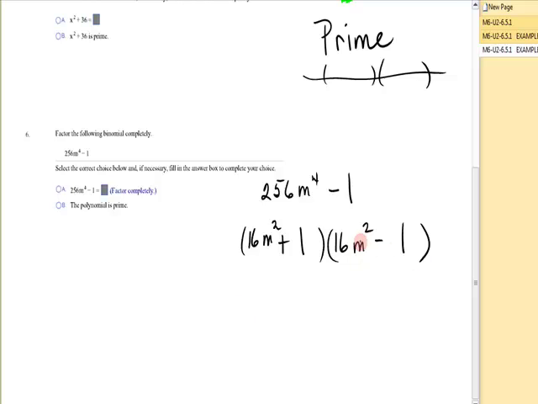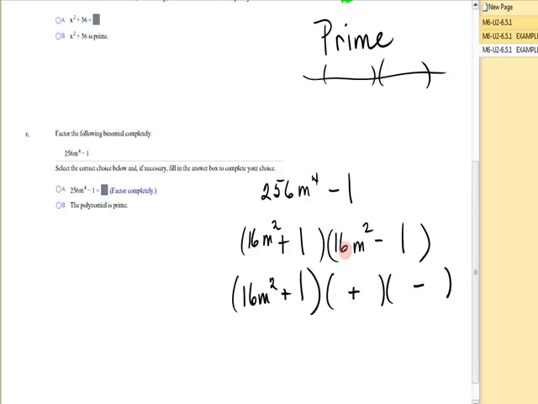But this factor is a minus. This is a perfect square, 16m squared. This is a perfect square, 1. This can be factored further. Now remember, we said that the sum of squares was prime, so it's finished. This factor is the difference of squares still. So I'm continuing with just this factor, 1 plus and 1 minus.